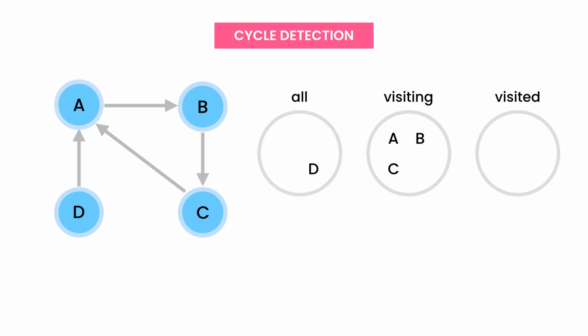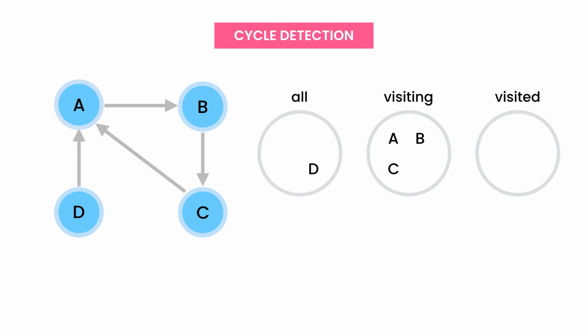We're still visiting it. As I told you earlier, we put a node in the visited set when we visit all of its children. So when we reach a node that is still being visited, that means there is a way back to that node via one of its children or neighbors. So our graph has a cycle.